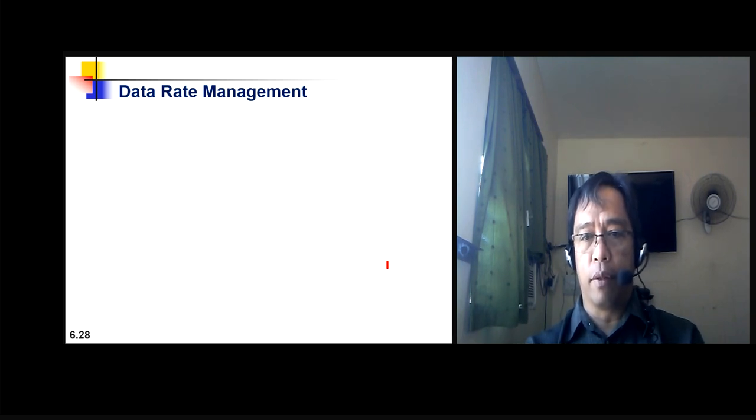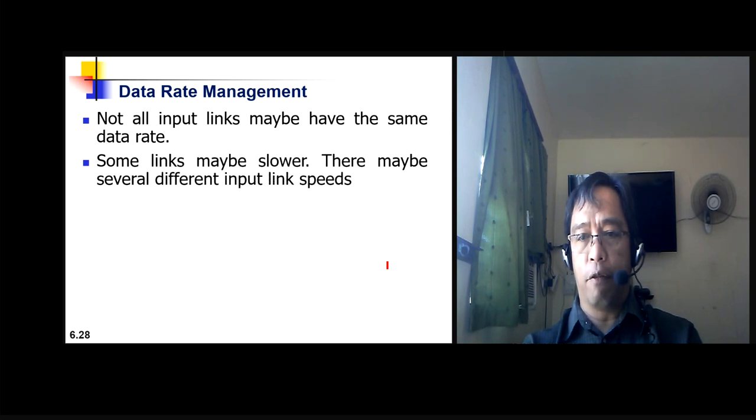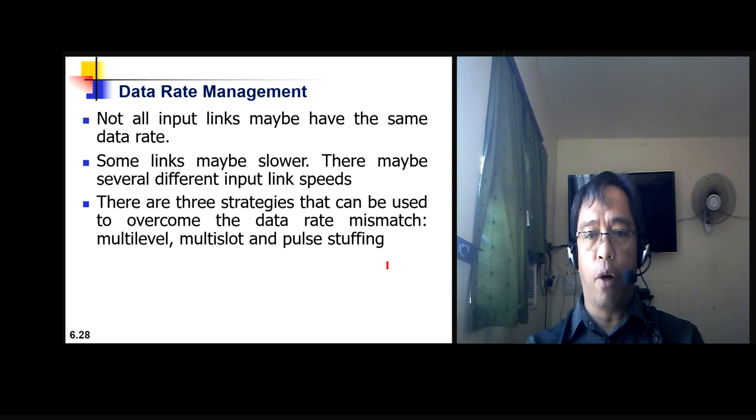Data rate management. One problem with TDM is how to handle disparity in the input data rates, because not all input links may have the same data rate. Some links may be slower. There may be several input link speeds. There are 3 strategies, or a combination of them, that can be used to overcome the data rate mismatch: multi-level multiplexing, multiple slot allocation, and pulse stuffing.